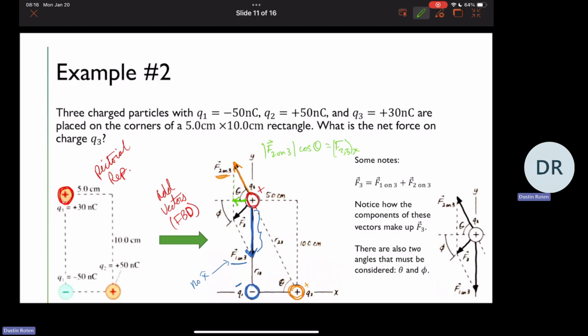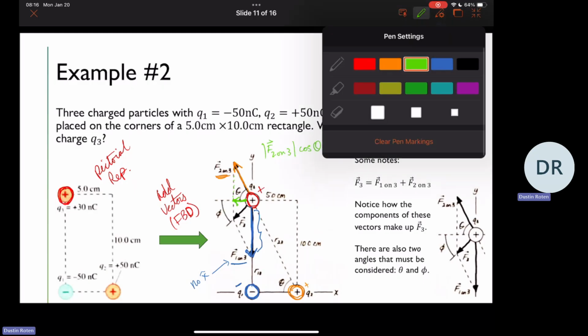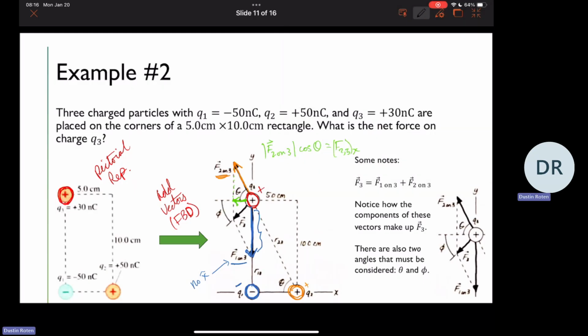Okay, so it does have an X component. F2 on 3 also has a Y component. I am running out of colors. So you can see that there's also this Y component, right? So we've got F2 on 3, which has an X and a Y component, and we have F1 on 3, which only has a Y component. Okay, this should be review. This is a breakdown of a free body diagram that we've done many times in Physics 1.